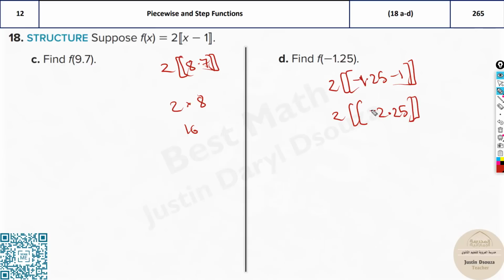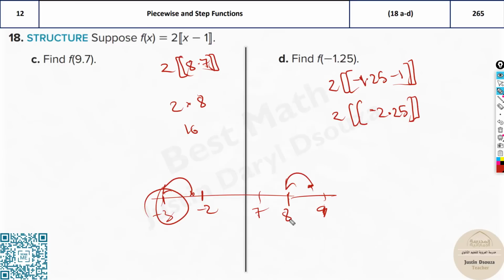So now don't think it's minus 2. Why? Because on the number line, minus 2 is over here and minus 3 is before it. So minus 2.25 is here, right? It goes to minus 3. Whereas what about this one? It's 8.7 here. It goes to the previous whole number, that is 8. But here it changes. The step function for negative 2.25 is minus 3. You go to the previous integer, that's minus 3. You just multiply this by 2, and minus 6 is the answer here.